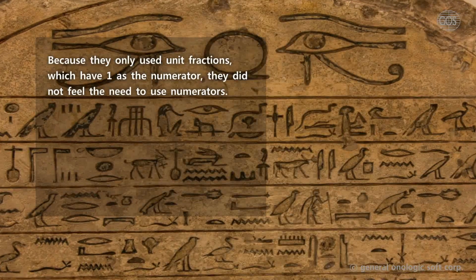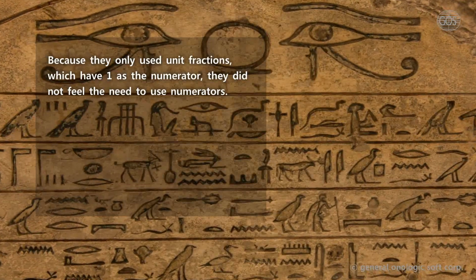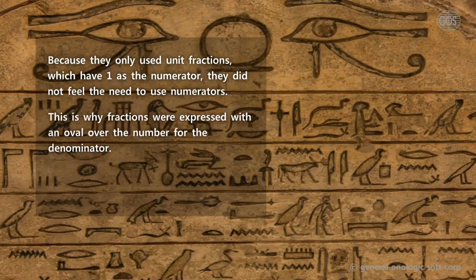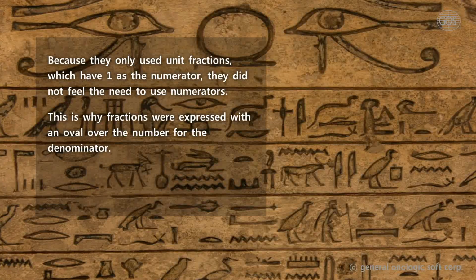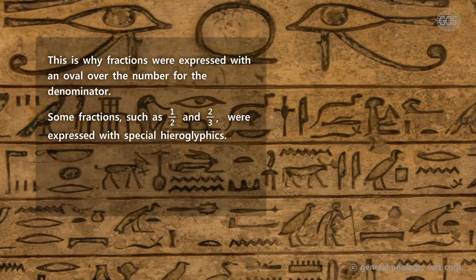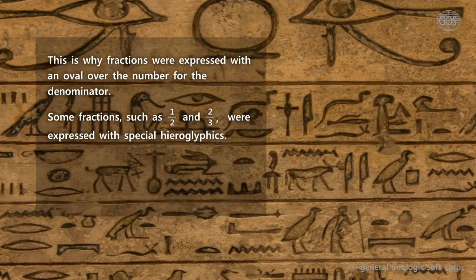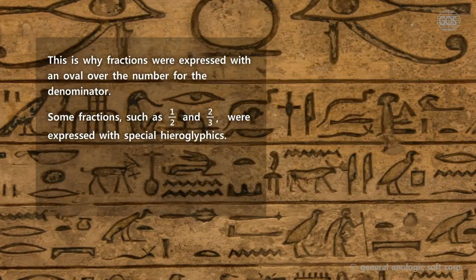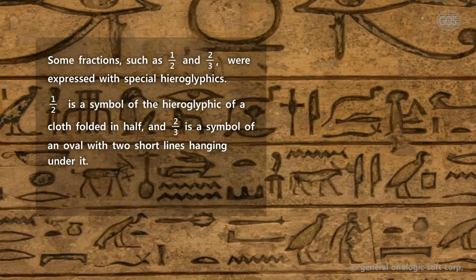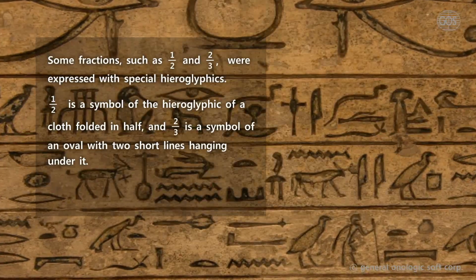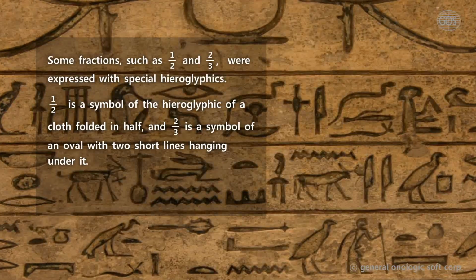Because they only used unit fractions, which have 1 as the numerator, they did not feel the need to use numerators. This is why fractions were expressed with an oval over the number for the denominator. Some fractions, such as 1/2 and 2/3, were expressed with special hieroglyphics. 1/2 is a symbol of the hieroglyphic of a cloth folded in half, and 2/3 is a symbol of an oval with 2 short lines hanging under it.